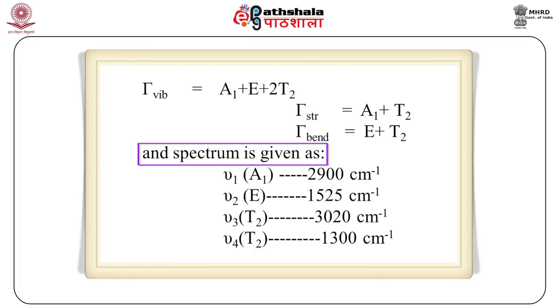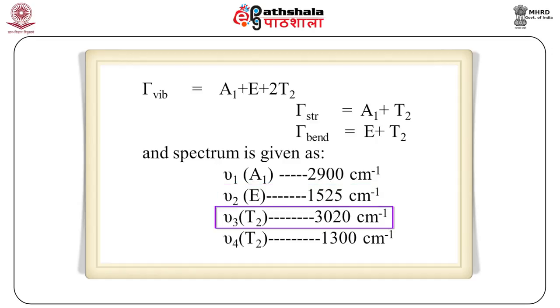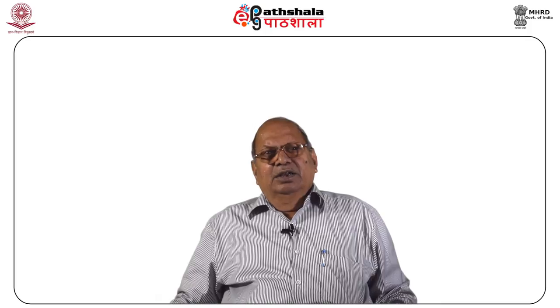And the spectrum is given as: nu 1 of A1 symmetry, 2900; nu 2 of E symmetry, 1525 centimeter inverse; nu 3 of T2 symmetry, 3020 centimeter inverse; nu 4 of T2, 1300 centimeter inverse. Let us take various combinations and differences of these frequencies and check the activity.